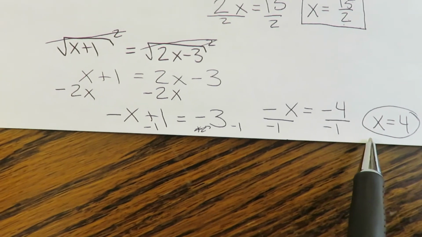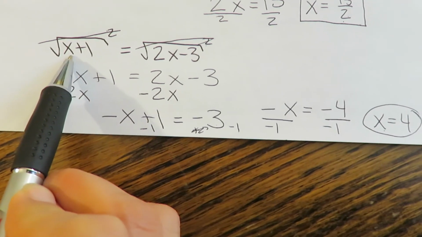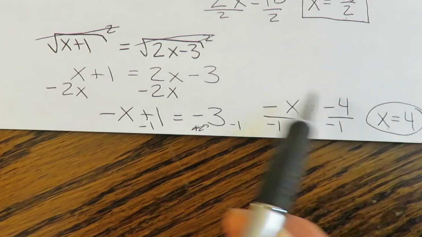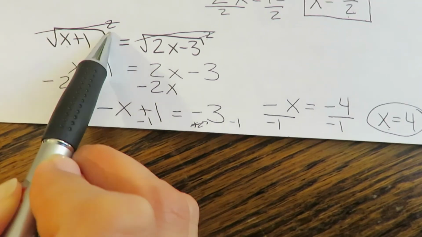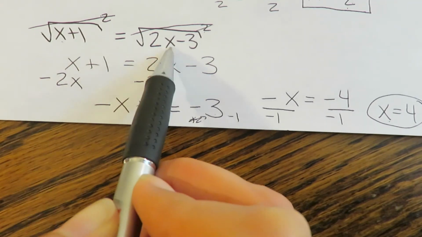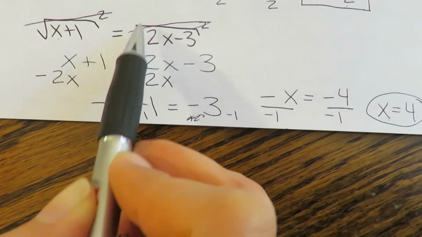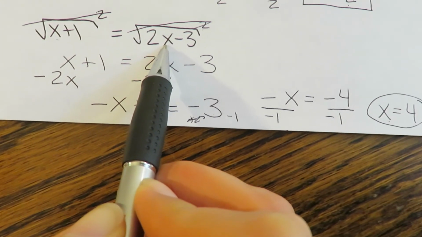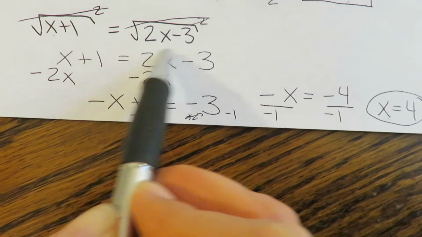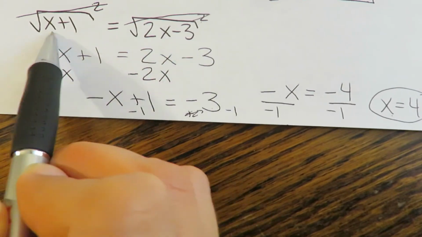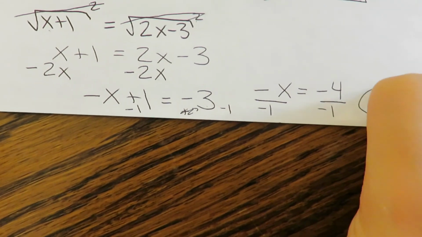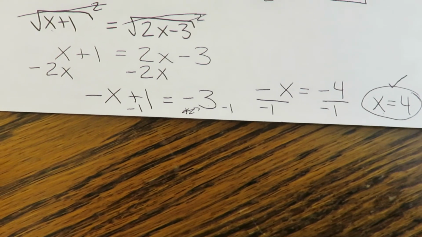And then one last check, if I were to put 4 into both of these, would it make sense? So if I put 4 into here, I'd get the square root of 5. And if I put 4 into here, I'd get the square root of 2 times 4, which is 8, minus 3, which is also 5. So on both sides, I'd get the square root of 5, which makes sense, that the square root of 5 equals the square root of 5.